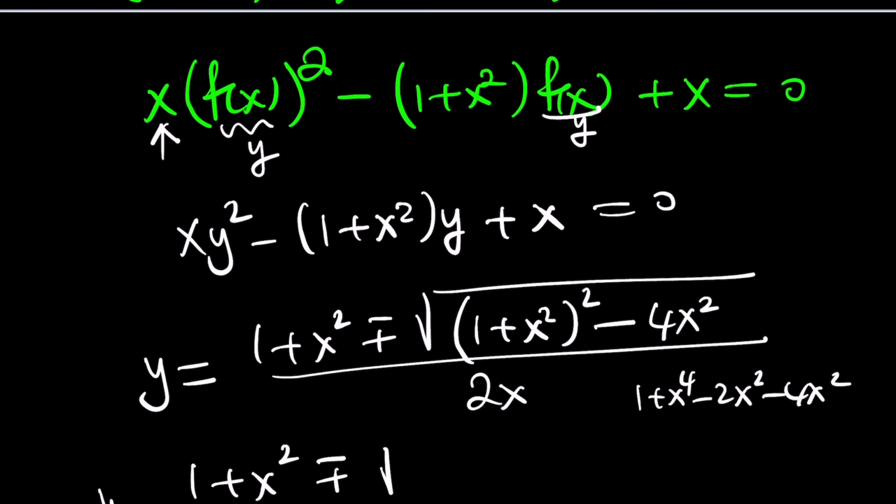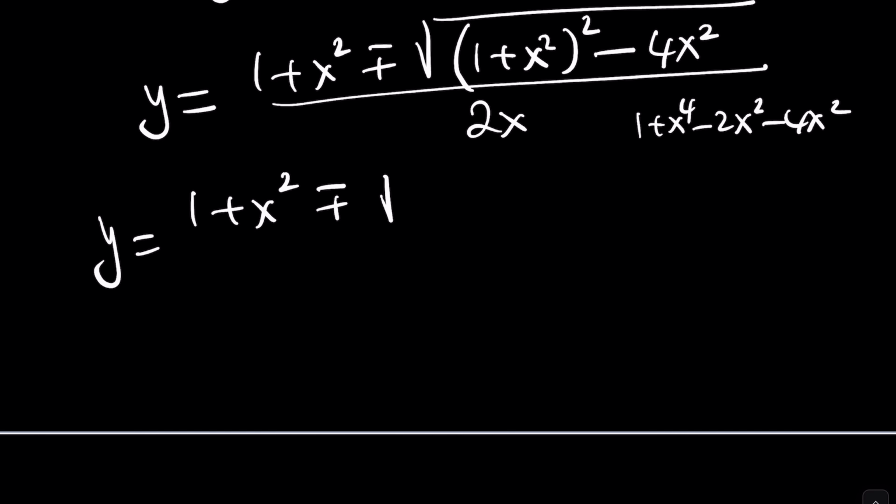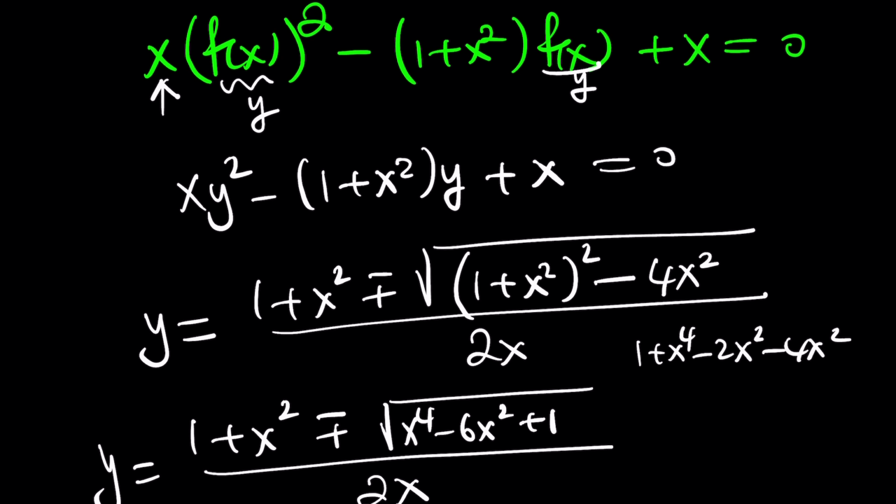B squared minus 4ac. You know what? I'm probably missing something because this is supposed to give me something nicer than this. But anyway, let's proceed. This gives me x to the fourth minus 6x squared plus 1. To be honest with you, I was expecting something like a perfect square under the radical, so I can just directly simplify this.